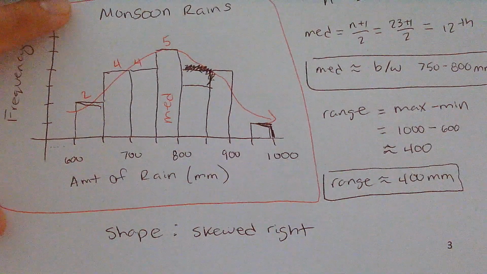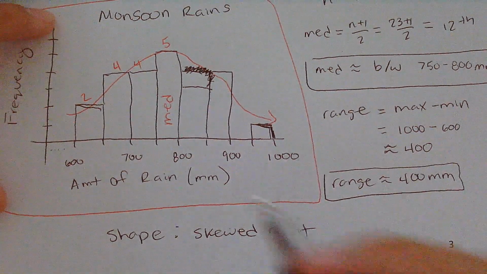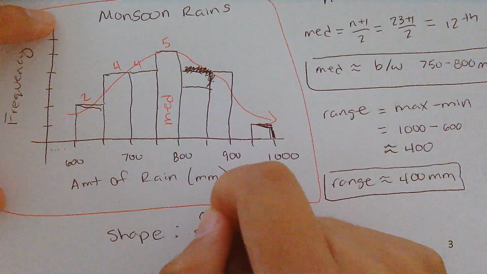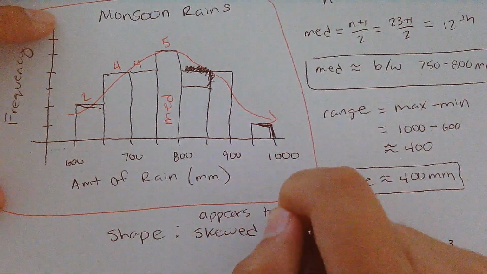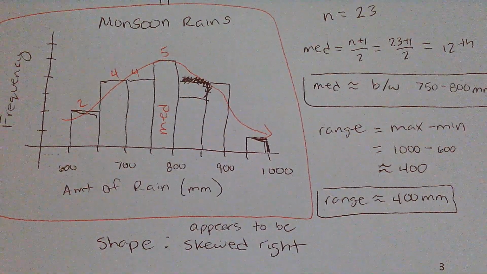And my wiggle word for the shape, because I can't say approximately skewed right, it either is skewed to the right or it's not. I'm going to say appears to be skewed right. So that's how we finagle when it comes to the shape of a histogram.